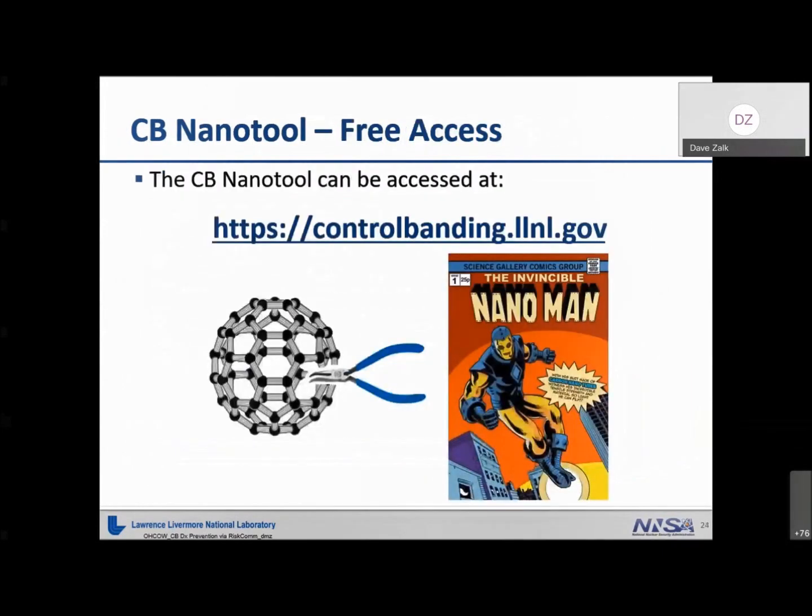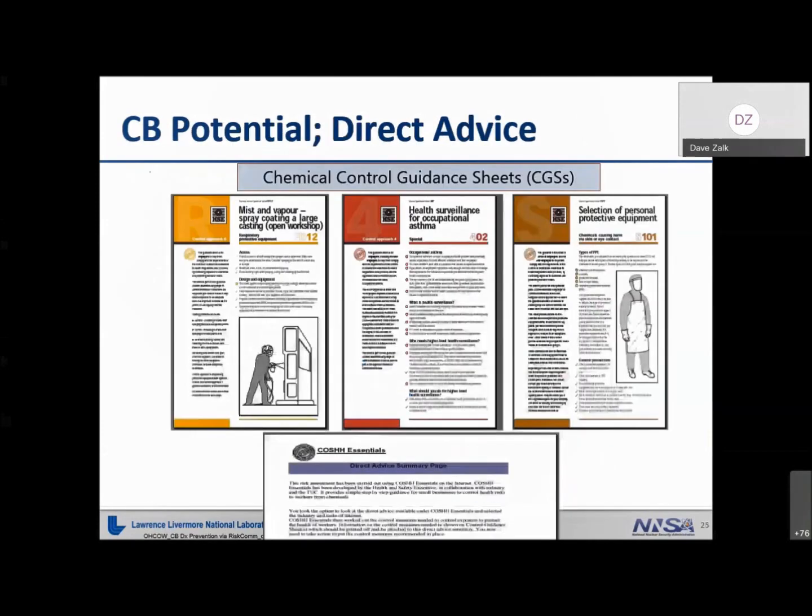And by the way, at this address, which you'll see again at the end, we have all this information for the control banding nanotool. We make everything freely available and accessible, and we will continue to do so. So everything you need for the control banding nanotool is at that site.